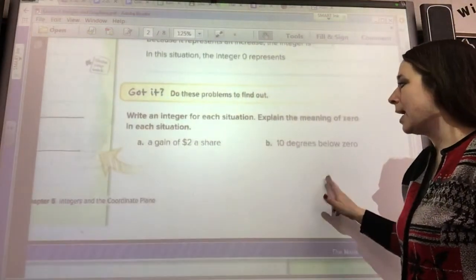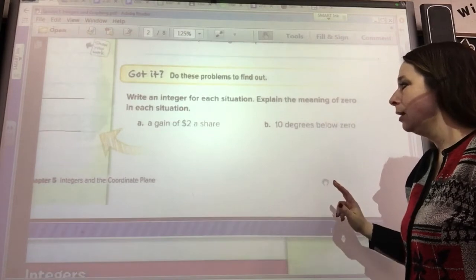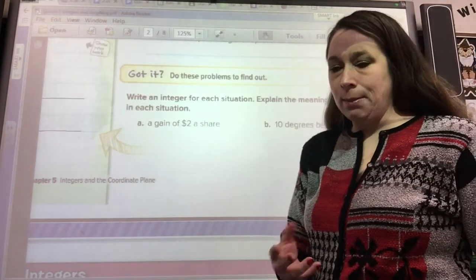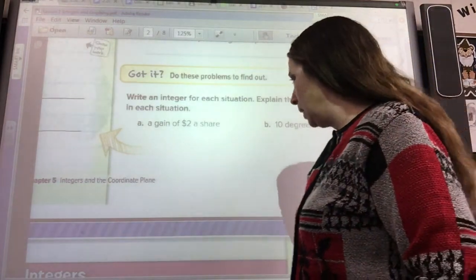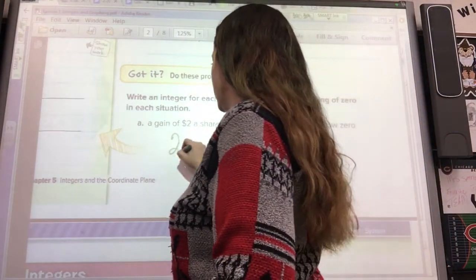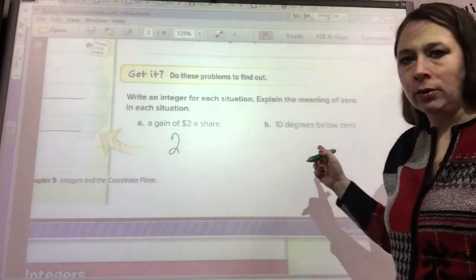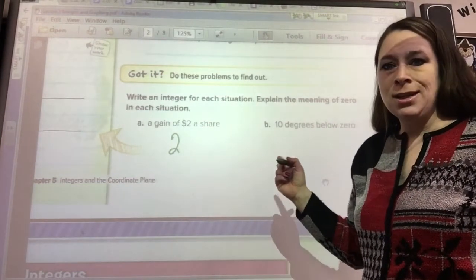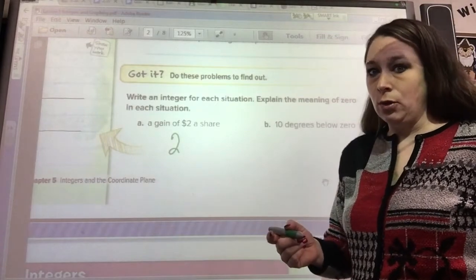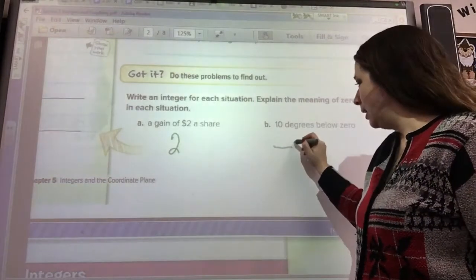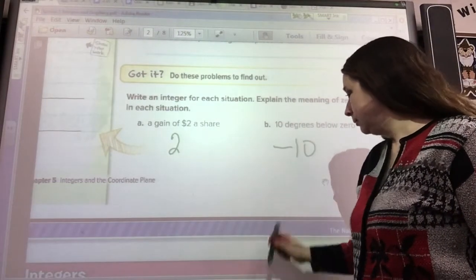All right, let's do these got it problems. A gain of $2 a share, anytime you gain, that's going to be a positive. So that's just going to be a positive 2. 10 degrees below 0. Okay, think about that. If it's 10 degrees below 0, that is really cold. Okay, so below 0 would mean negative 10.